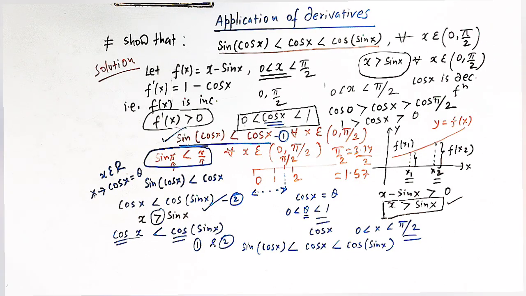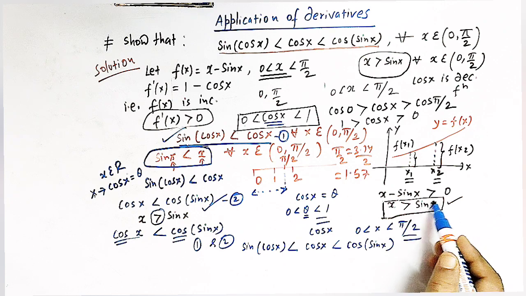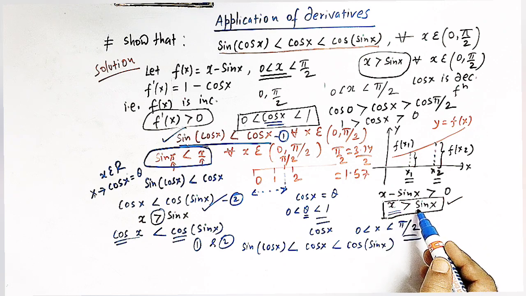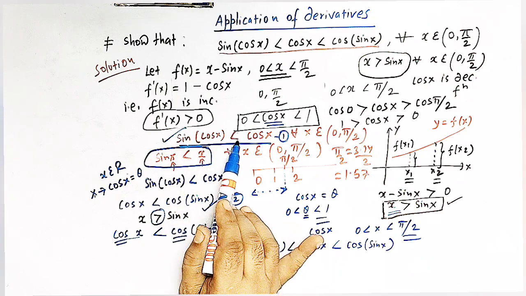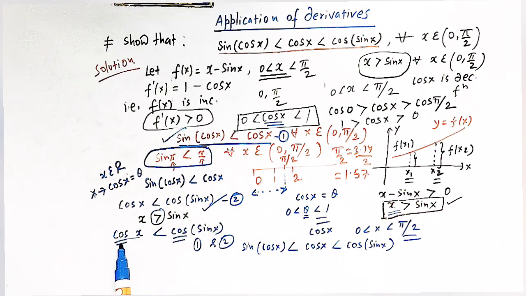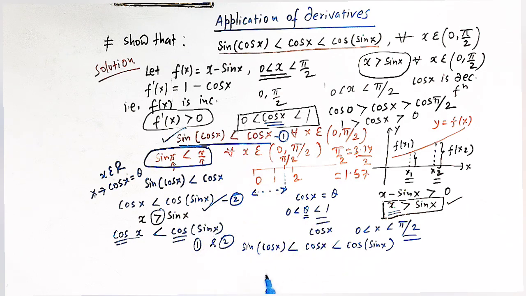So viewers, from this problem we have seen a lot of concepts, and we have derived this inequality, that is x greater than sine x, and with the help of this inequality we have proved sine of cos x is less than cos x, and cos x is less than cos of sine x, and then combining both these two we get this inequality.